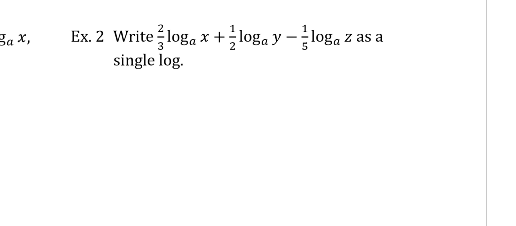So see how it gives you what we just ended with, and is asking to write as a single log. 2/3 log base a of x plus 1/2 log base a of y minus 1/5 log base a of z. Rewrite that as a single log. Again, you can take as many steps as you want to do this. I would certainly do it at least as a couple. I think in this case we probably only need 2. You might do 3.